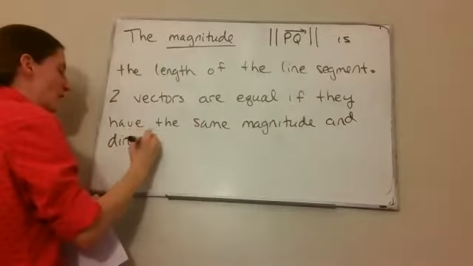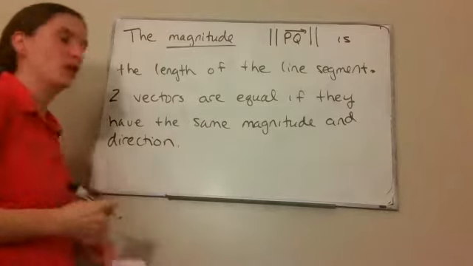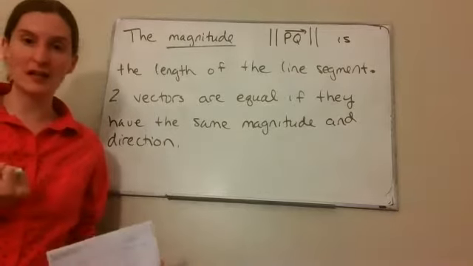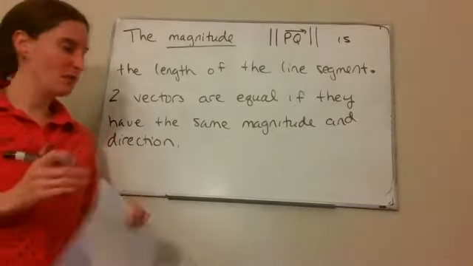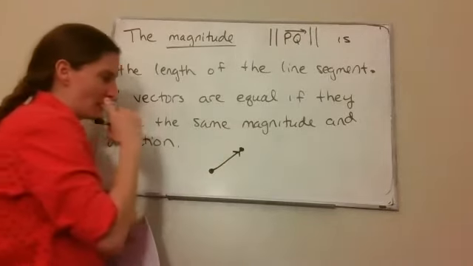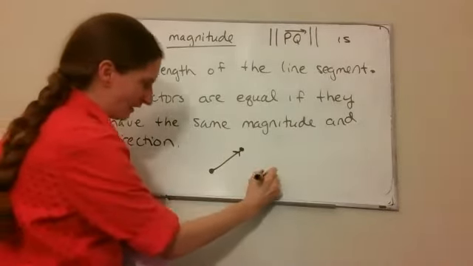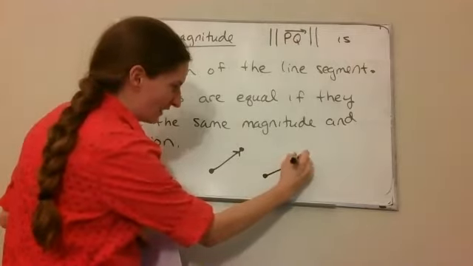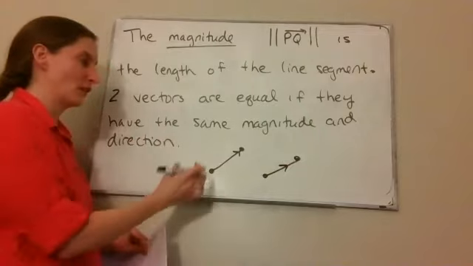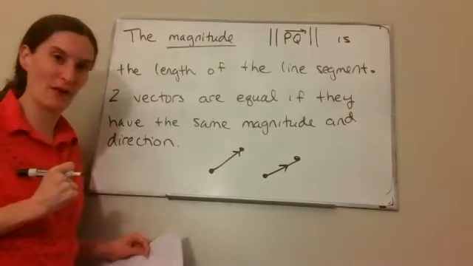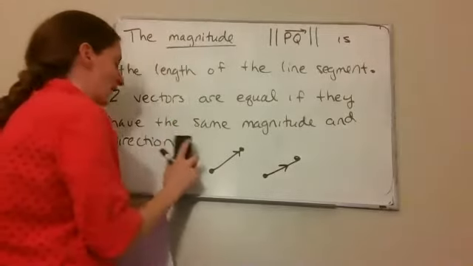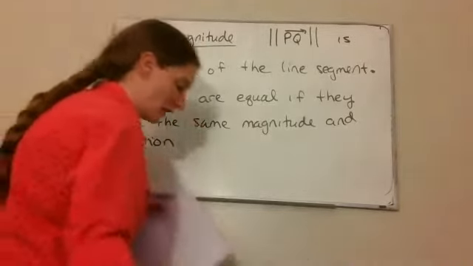So in order for two vectors to be considered equal, they need to be the exact same length and they need to be going in the exact same direction. Now, if you imagine, here's one of our vectors, and I draw another vector that's the exact same length and at that exact same angle. Those would be equal vectors still, because you can just pick one up and put it where the other one is. As long as they have the same length in the same direction, they would be considered equal.